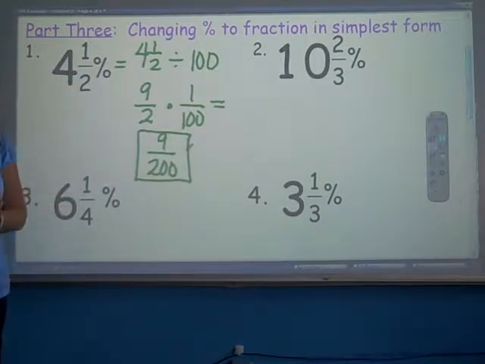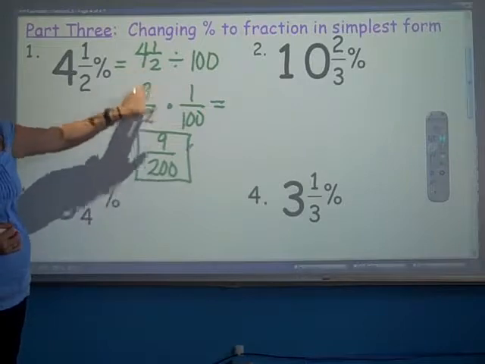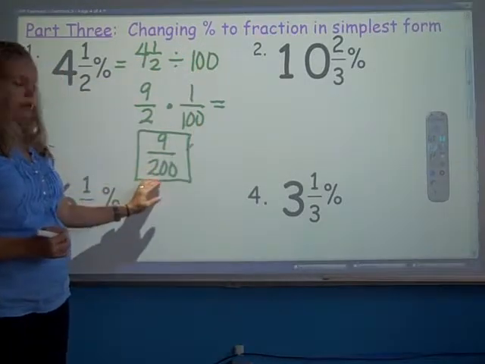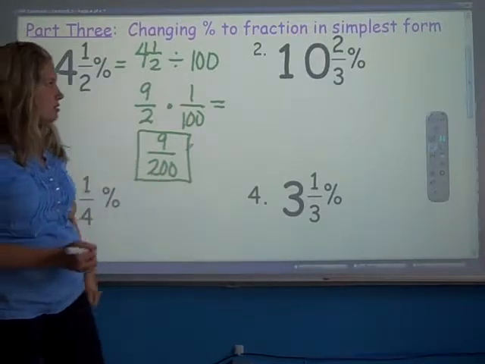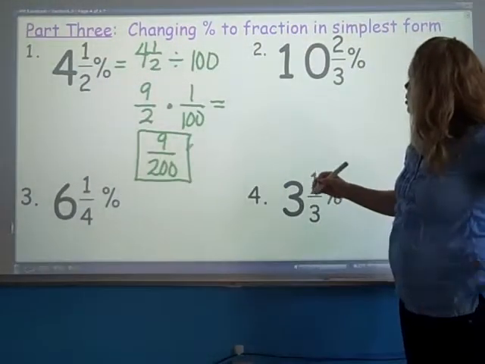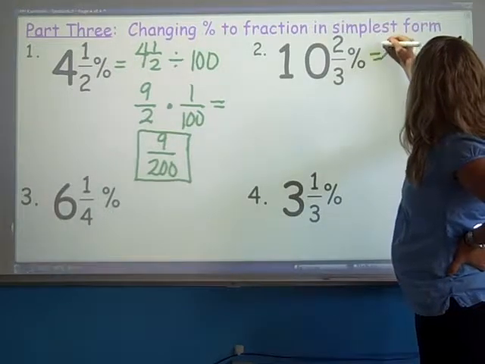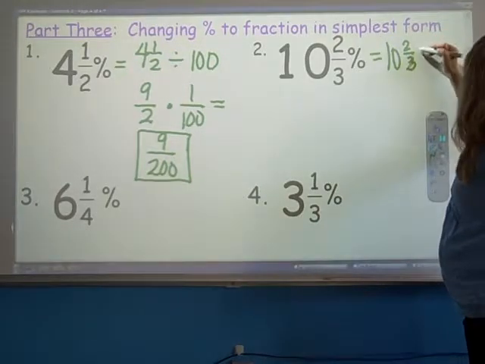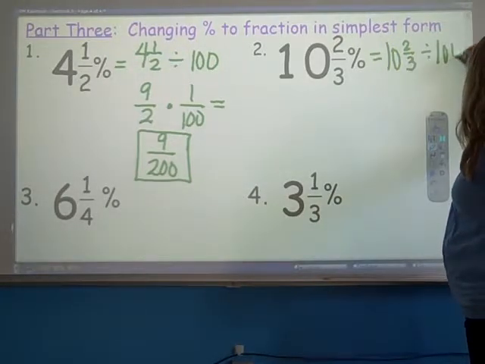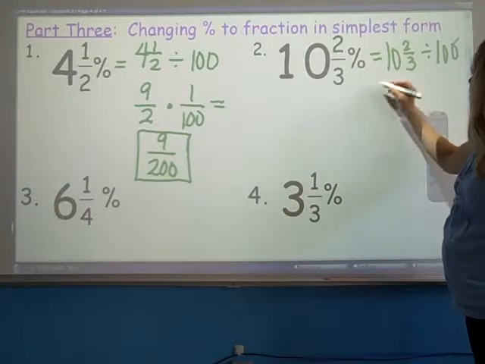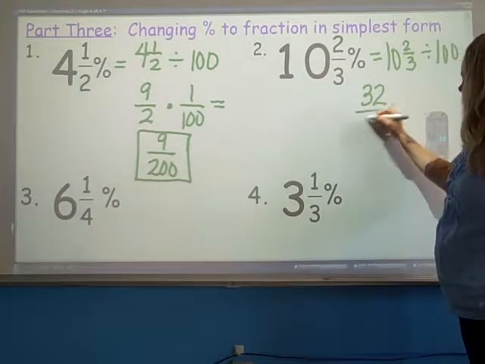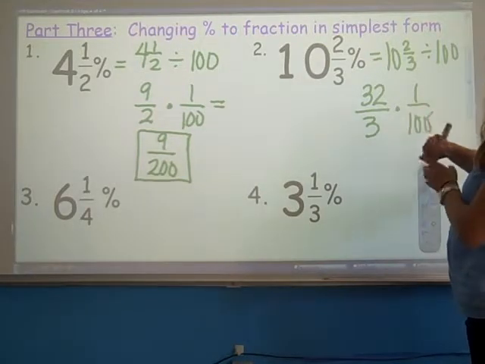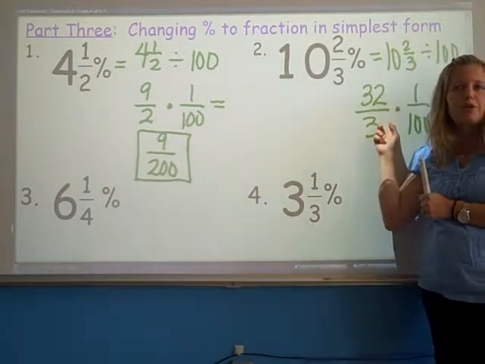And there you go. So I kept the first one the same. All I did was make it improper. I took the reciprocal of the second number, and then I simplified, multiplying across. All right, let me try number 2. 10 2/3% is 10 2/3 divided by 100. This equals 32 over 3 times 1 over 100. You might be seeing the pattern. You're doing percents. You're multiplying by 1/100th, basically.